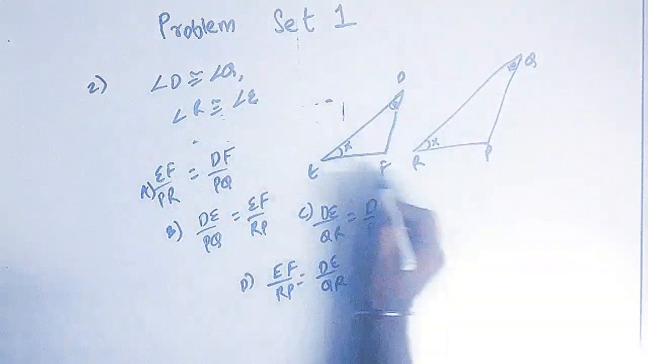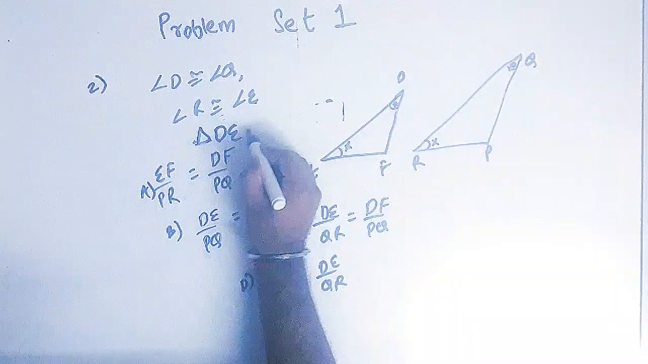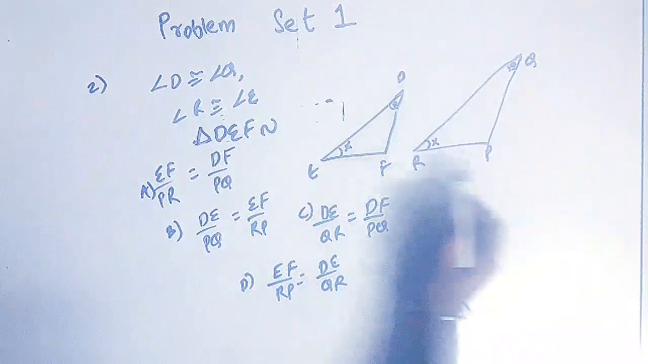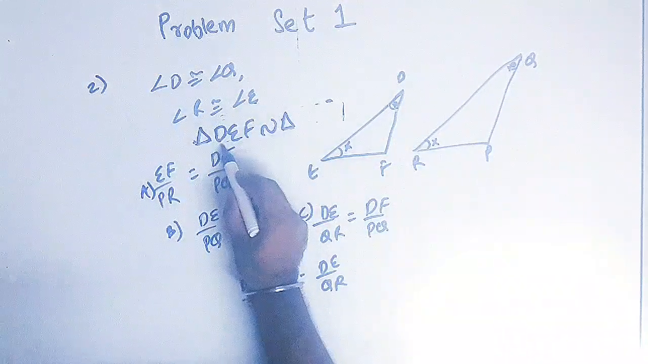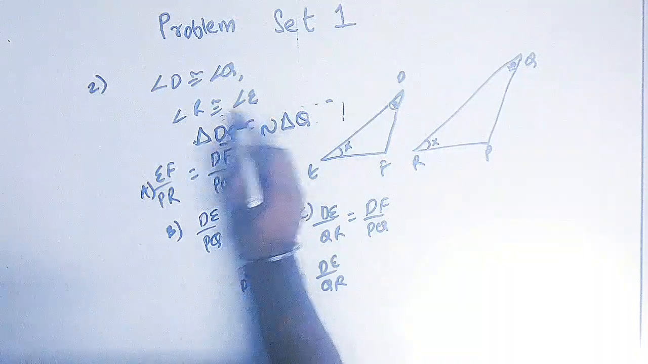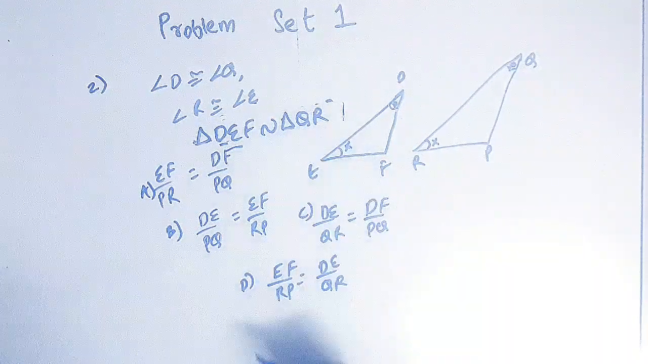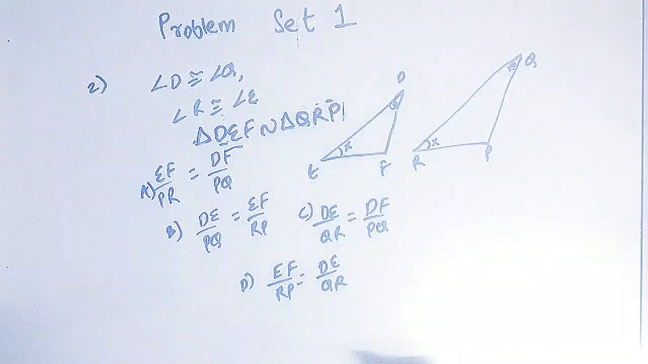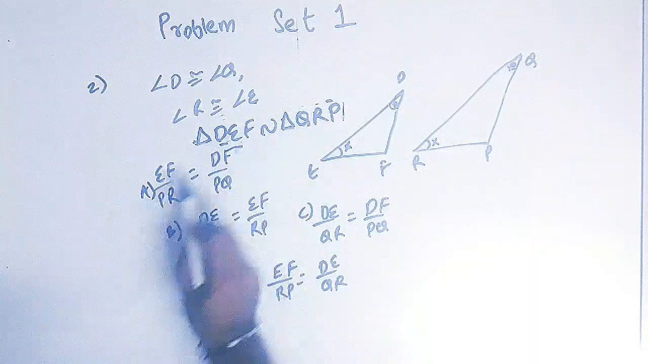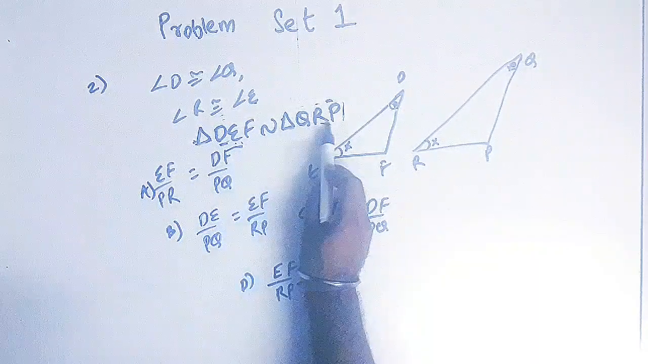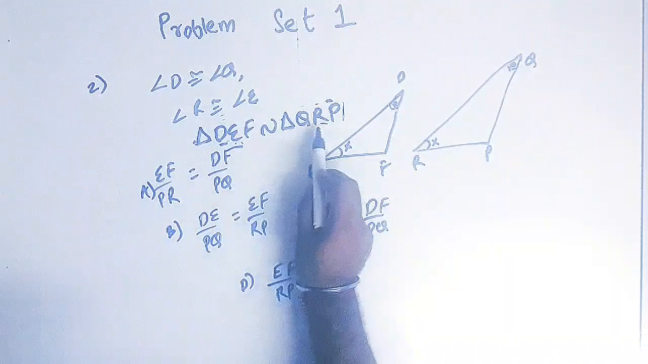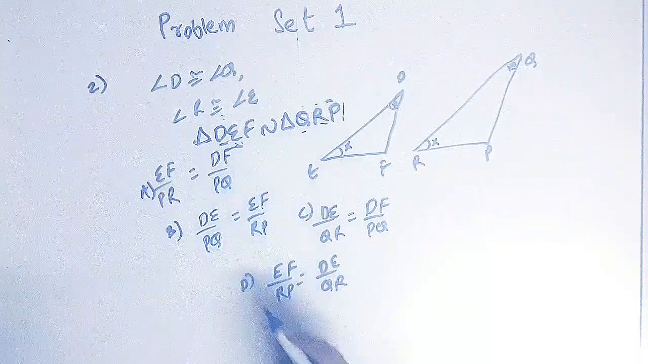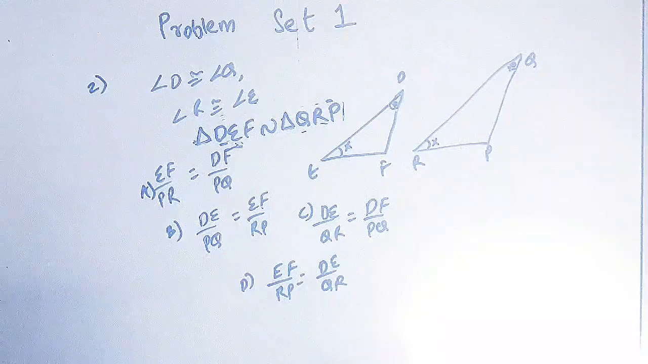How will we write? I'll take this triangle first. Triangle DEF similar to which triangle? We'll write angle D is with Q, so first letter with Q, E is with R, so second letter E with R, and F with the remaining one, P. So DEF with QRP, let us check. EF with PR, correct. EF with PR equals DF upon PQ, correct. Second one, DE upon PQ equals EF upon RP.